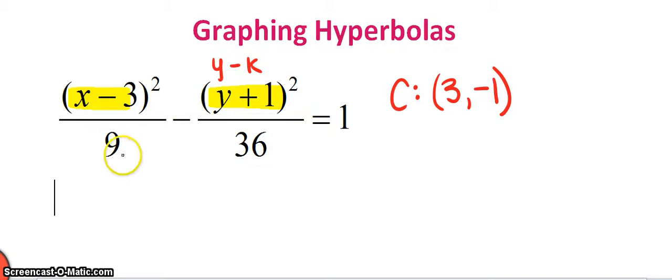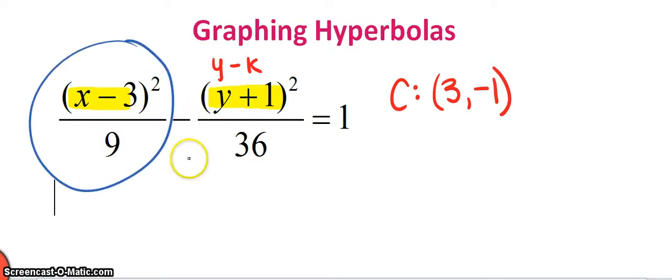Our denominators tell us important things about our hyperbola, specifically our distances from the vertices. Now, since this term is the positive term, and when I say positive, I mean it's the one not being subtracted, so this would be the negative term. This is which way our hyperbola is facing. So since this is a positive term, and this is our x term, it's going to face the x-axis. So this will be a left-right hyperbola.